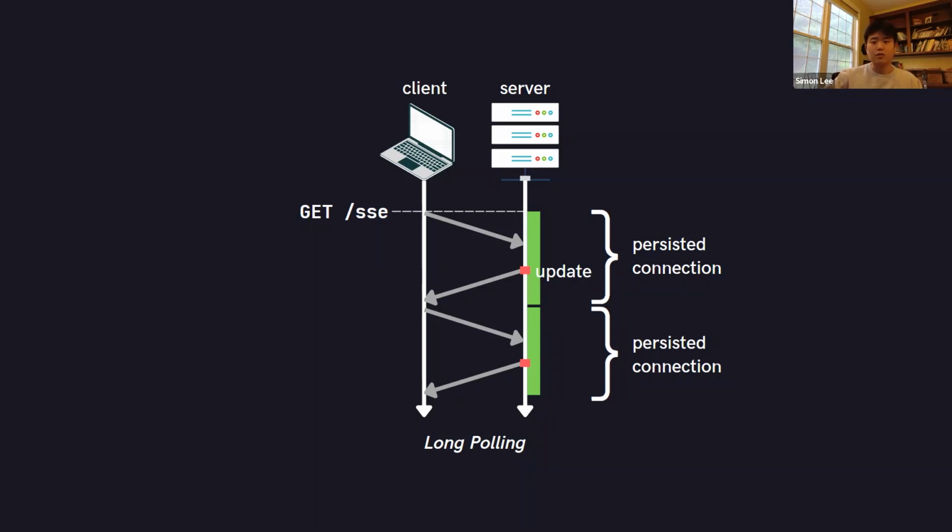And usually at this point, the client will issue another request immediately to ensure that it'll get the next update when it's available. This moves us a little closer to a real-time experience and also helps alleviate some of the issues with short polling by creating fewer requests, but it still puts a high load on the server.